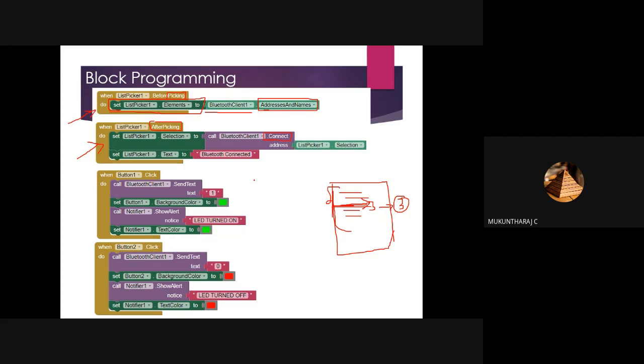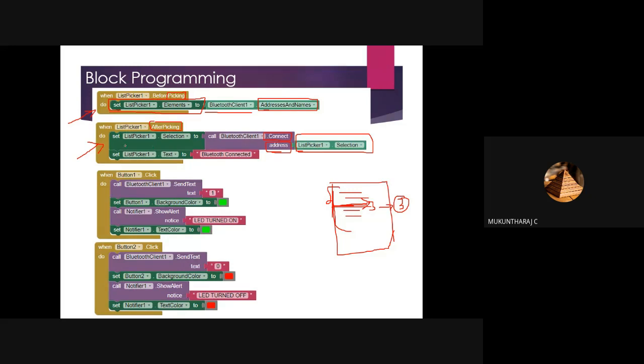See, list picker is used to identify all the devices already paired with your mobile phone. That is going to be listed in the first rule, and by the user selection, with the help of the second rule, we are going to connect our Bluetooth client, that means our mobile phone, to the selected device. What must be the address of the Bluetooth device? That must be given by the list picker, so list picker 1 selection. Clear about this rule?